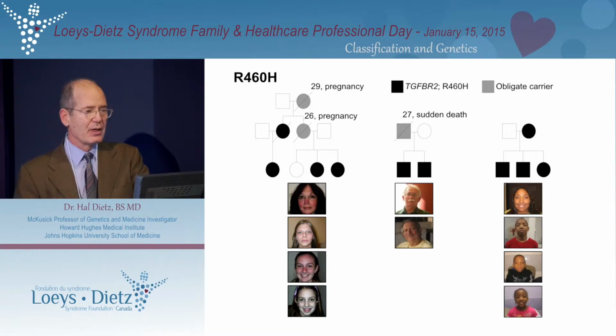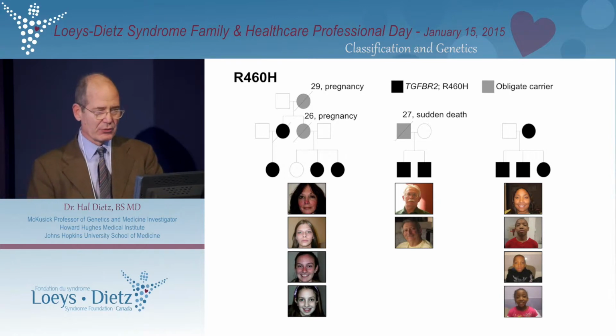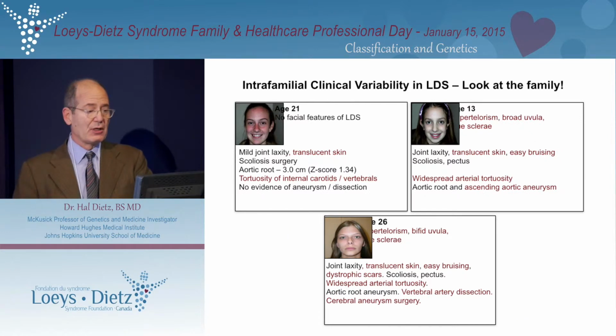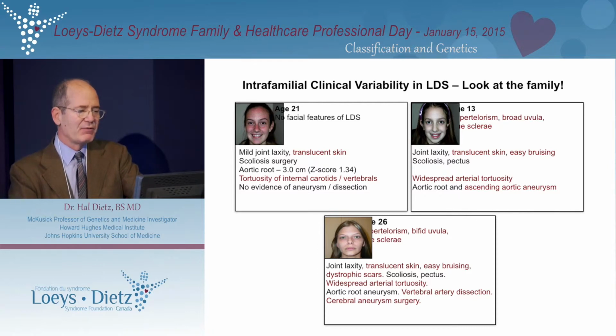It's a mutation in the TGFBR2 gene. Here are 3 families that are segregating this mutation that had been reported as a mutation that causes isolated familial thoracic aortic aneurysm. So in the first family, the woman shown all the way up on the left had very, very subtle findings of Loeys-Dietz syndrome: mild translucent skin, a little bit of joint laxity, a normal aortic root when last evaluated, and again, perhaps minimal tortuosity of her carotids and vertebrals.